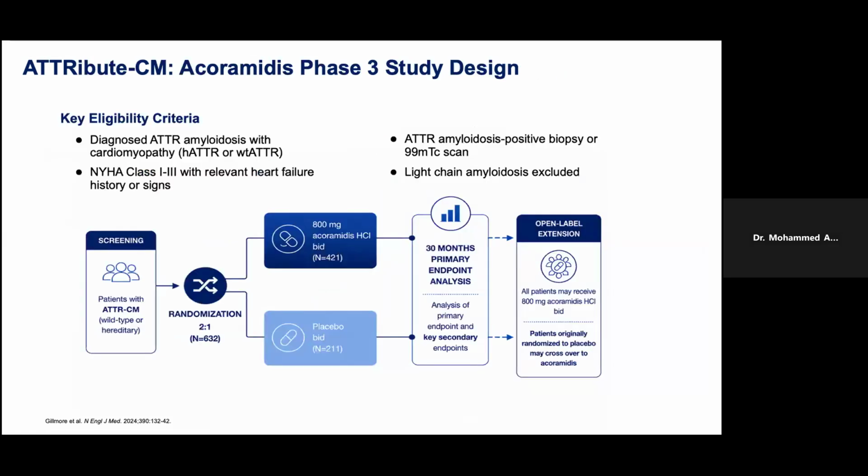The second landmark trial is ATTRibute-CM. It's a phase 3 randomized, double-blind, placebo-controlled trial that enrolled around 600 patients with either wild-type or variant ATTR. Patients included those with NYHA class 2 to 3. It has almost the same inclusion criteria as ATTR-ACT, and light chain amyloidosis was also excluded from the trial. The primary endpoint of ATTRibute-CM includes all-cause mortality, cardiovascular-related hospitalization, change in NT-proBNP, and change in 6-minute walking distance.